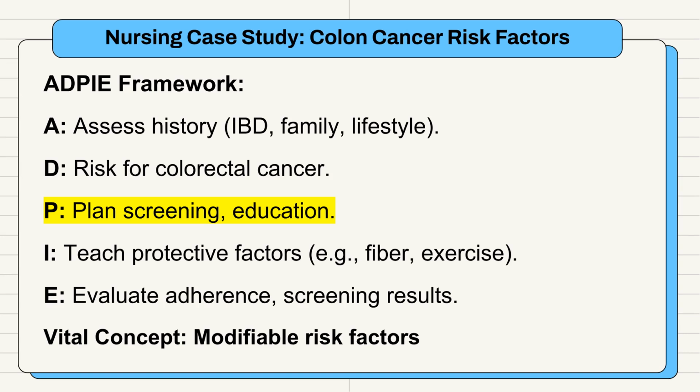Introduce patient education on modifiable risk factors, a novel term for NCLEX. These are lifestyle changes like quitting smoking, reducing alcohol, and increasing dietary fiber, fruits, and vegetables. Protective factors include aspirin or NSAIDs, folate, vitamin B6, fish, and exercise. For women, postmenopausal hormone therapy may also lower risk.